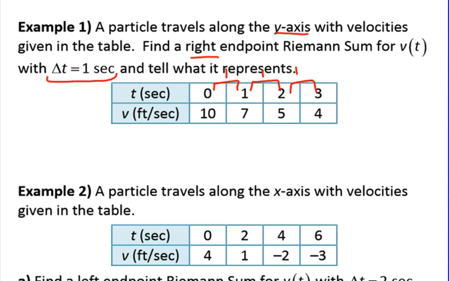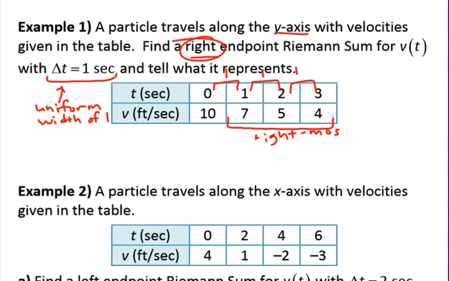So what that means is uniform width of 1. Okay? And then tell what it represents. So if we're finding a right Riemann sum, then we want to find all the rightmost endpoints. So I have these 3 sections here, and I want to use the rightmost values. So the rightmost values are going to be these values here. So those are rightmost values.